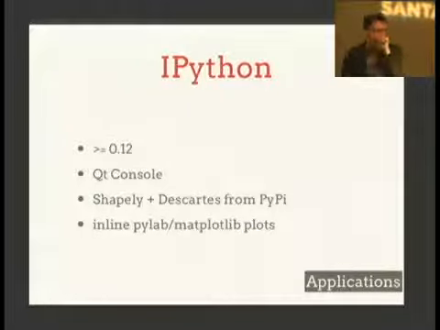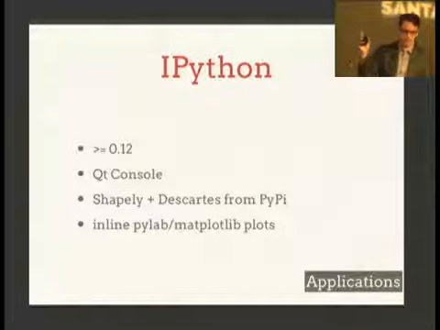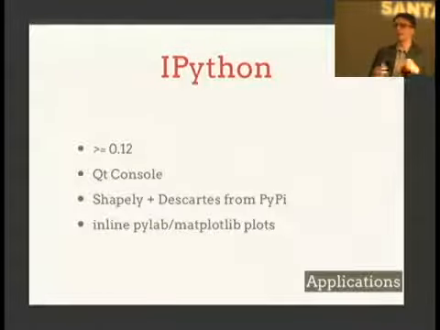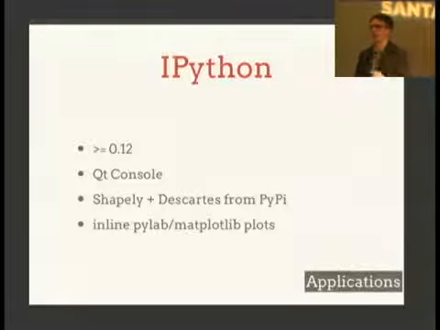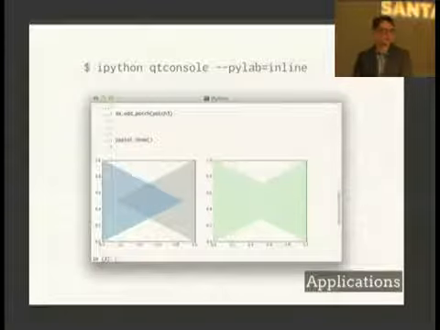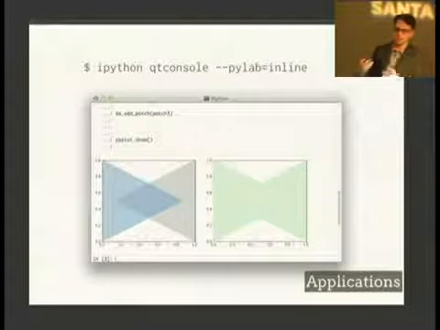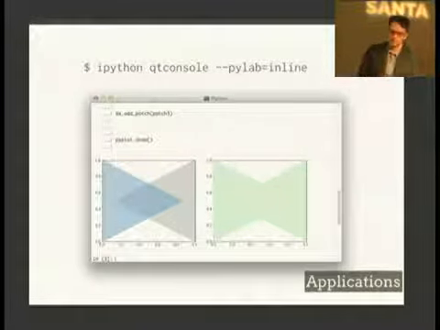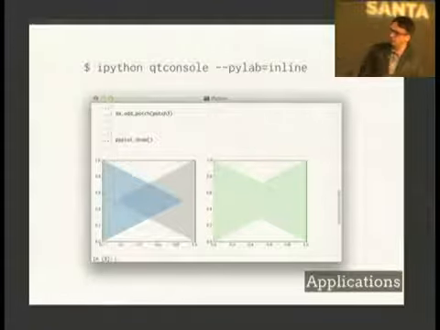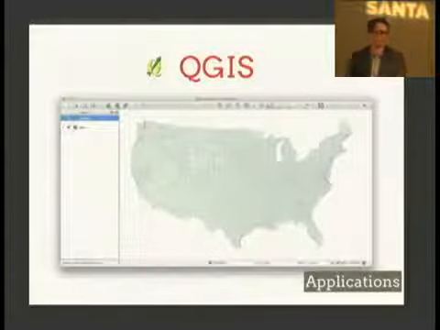IPython. New versions, like I mentioned, have a Qt console. So if you're working with Shapely, check out a library called Descartes from PyPI, and you can get inline plots using the matplotlib syntax of your geometric objects. So this is really exciting. This is how you invoke it, and then you can just do pretty straightforward commands. These are the intersection graphs that I showed you earlier. I just did that with the IPython Qt console.